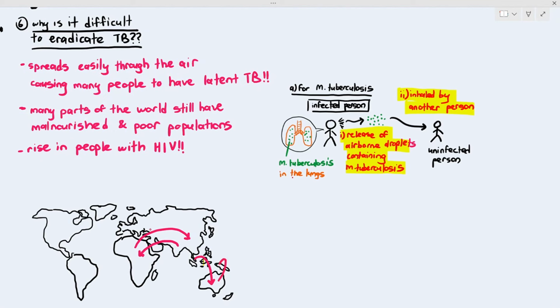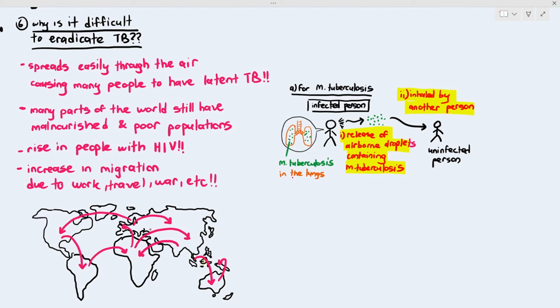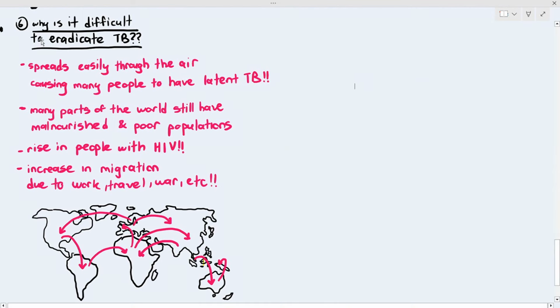Number 4 is because of migrations of people. The fact that TB spreads easily through the air, and then marry that together with the fact that people are traveling from one part of the world to the other, you will have a recipe for the easy spread of TB. So increase in migration can happen due to work, travel, and of course war that is currently happening in the world right now, Ukraine, Russia, Palestine, Israel. So these, among other wars, by the way, so these kinds of situations will cause mass migrations of people.